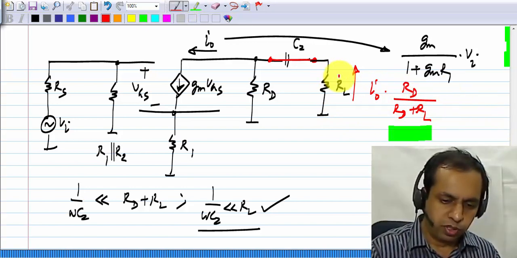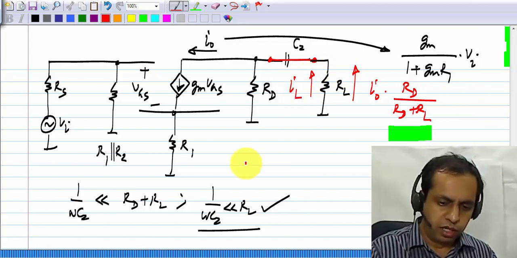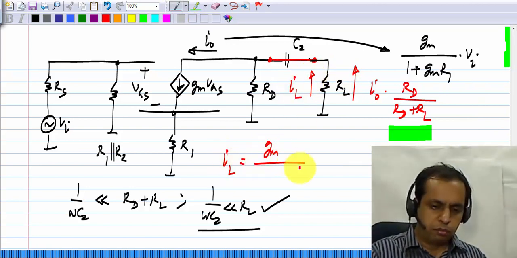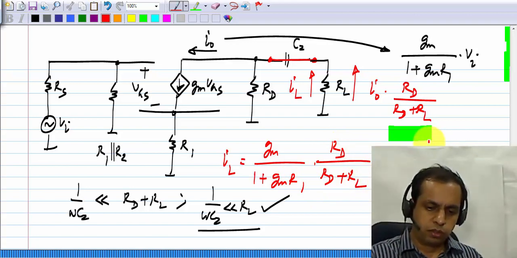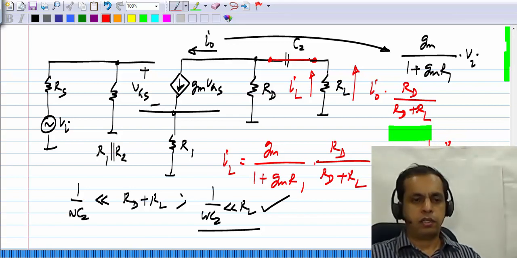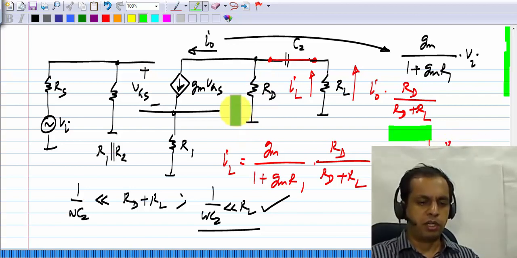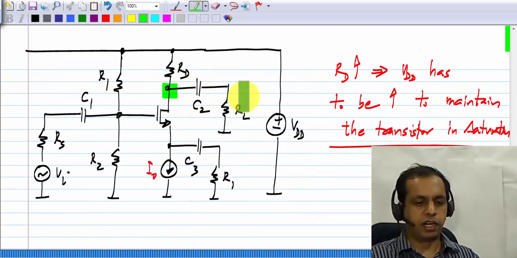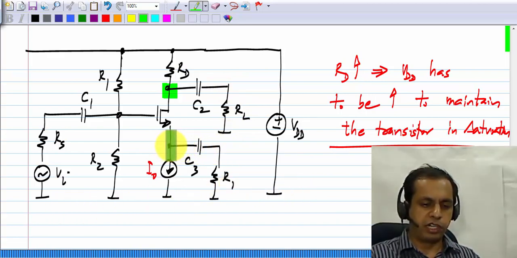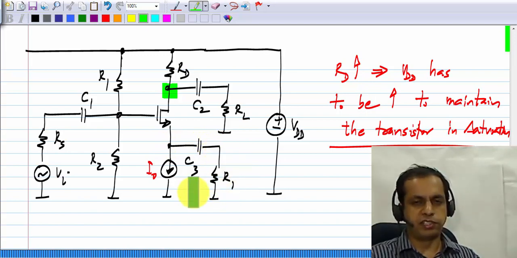So the output current, let me call this IL. IL would be Gm by 1 plus GmR1 times RD by RD plus RL times Vi, which is approximately equal to 1 over R1 times RD by RD plus RL. So this number is still independent of the gm of the transistor, and that can be important. So many times the voltage controlled current source is used in this mode. So you have a resistance RD and this. This looks exactly like a common source amplifier, except when we had the common source amplifier, we had C3 just going to ground. Now we have an extra resistor R1.